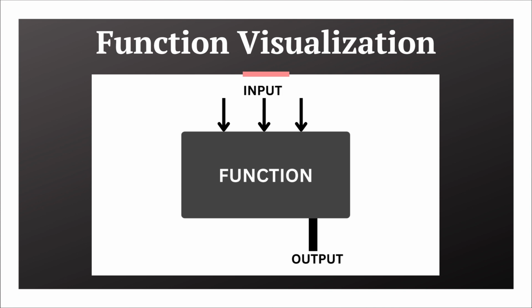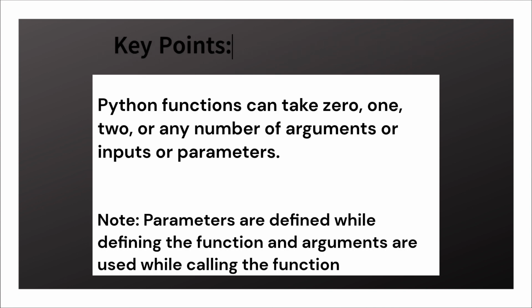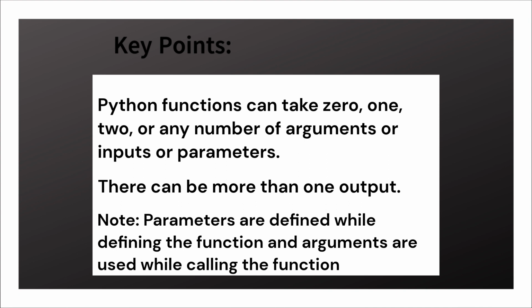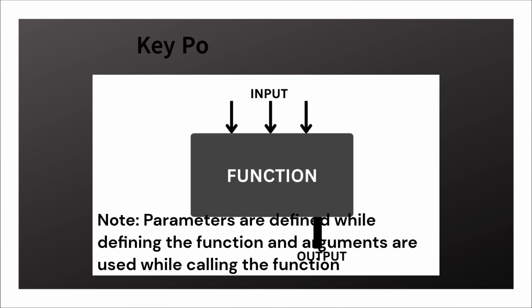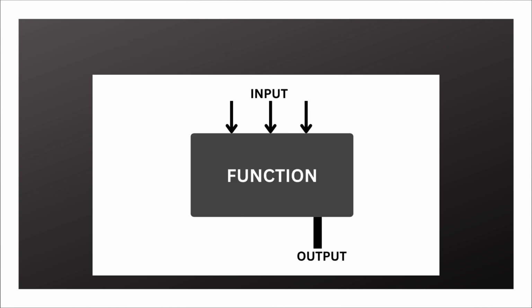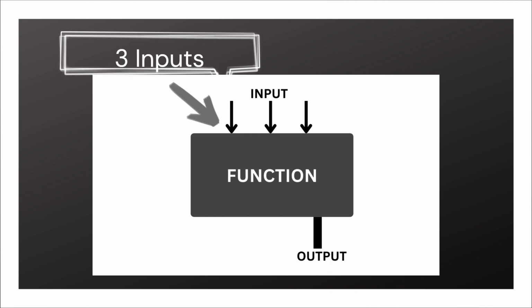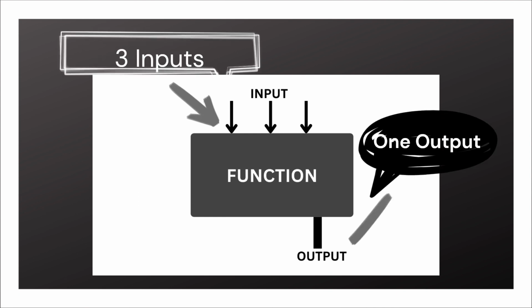So here we have a function. It takes in 3 inputs or arguments or parameters, and then it does work, and then it spits out an output or return value. Now, Python functions can take 0, 1, 2, or any number of arguments or parameters, and there can be more than one output. So, for example, here this function takes in 3 parameters or arguments, but it spits out one return value, but it can also have any number of outputs.